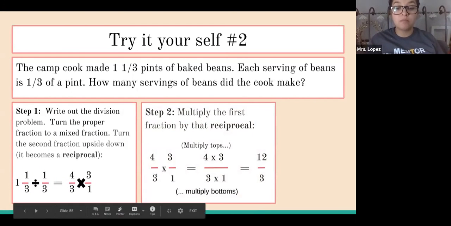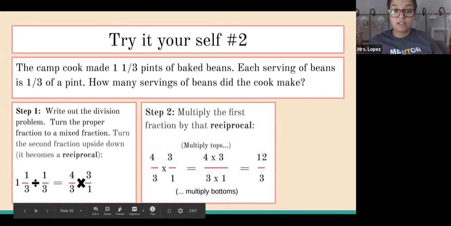So your step 2, you should have done multiplying the first fraction by the second fraction. So you should have multiplied the tops by the bottoms. So 4 times 3 in the numerator and 3 times 1 in the denominator. That should have given you 12 in the numerator and 3 in the denominator.